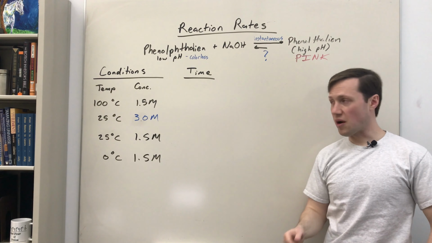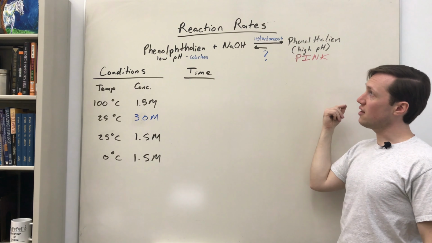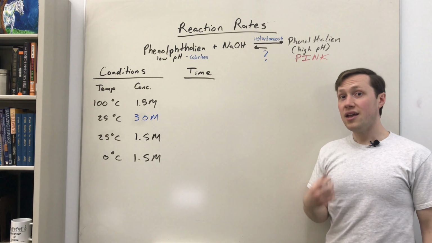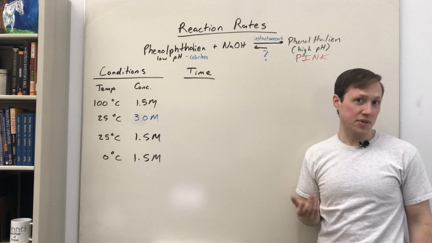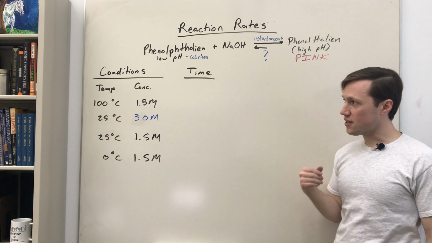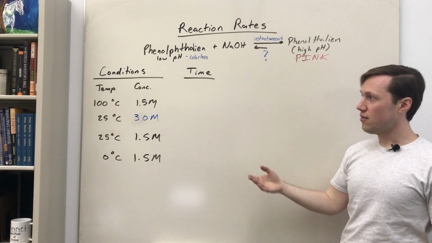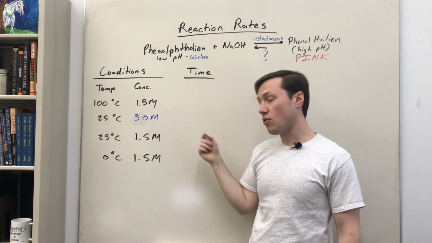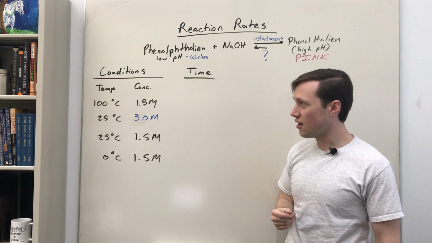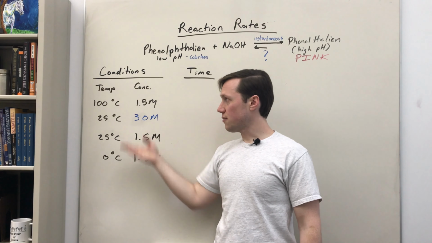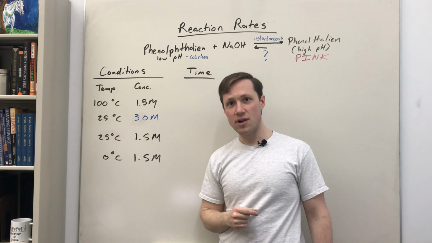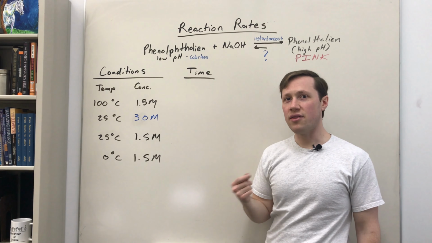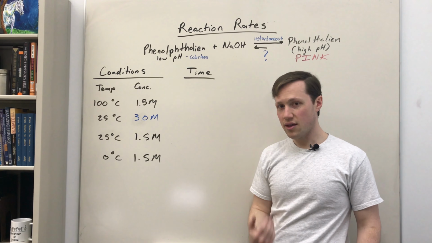So I ran an experiment where we mixed phenolphthalein and sodium hydroxide under a set of varying conditions. In each case, the amount of phenolphthalein was kept constant, 1 drop, but we mixed it under various concentrations, comparing either 3 molar or 1.5 molar sodium hydroxide, and at an array of temperatures, 100, 25, or 0 degrees Celsius. Let's take a look at the experimental results that came from this.